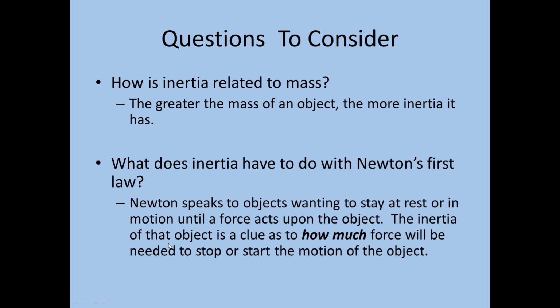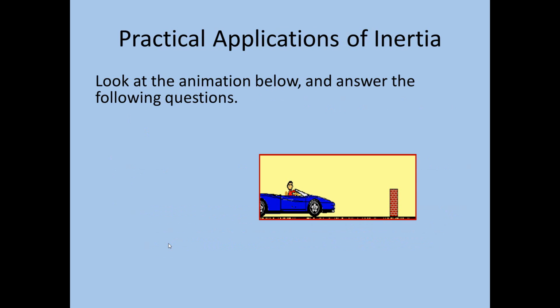Because remember, we're going to talk about all three laws. And if we're talking about Newton's first law, that one really talks about our observations. So what does inertia have to do with Newton's first law? Well, Newton speaks to objects wanting to stay at rest or wanting to be in motion until another force acts upon the object. The inertia of that object is the clue as to how much force we're going to need to either start something or stop something. So Newton's first law of motion is actually also called his law of inertia, which basically says however much mass you have is going to be related to how much force we're going to need in order to move you.